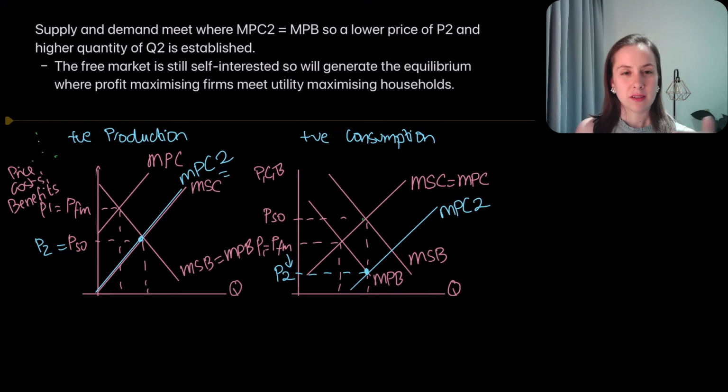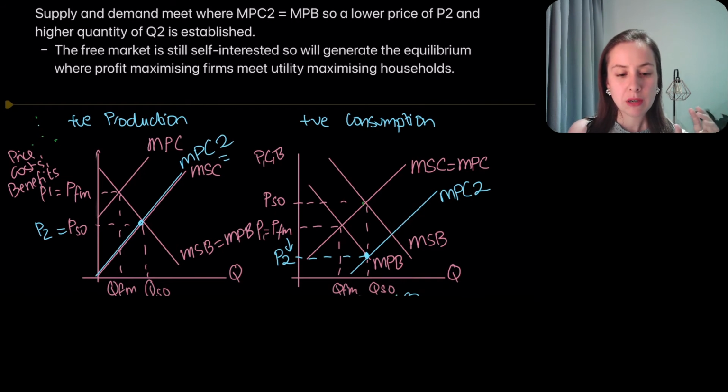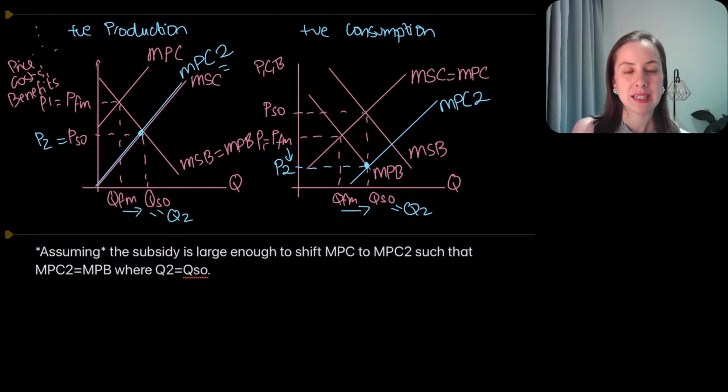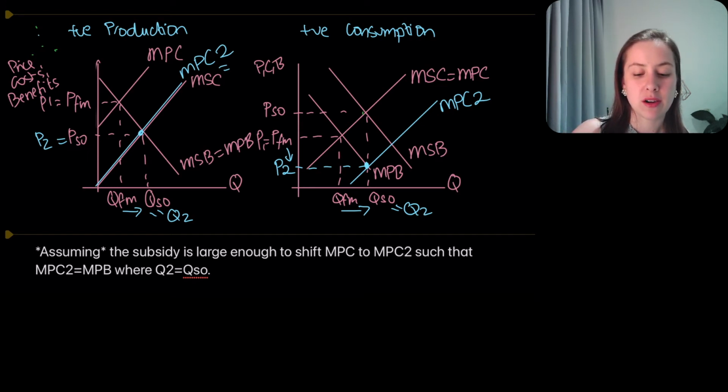Okay, so we know that the subsidy is going to shift down MPC. So guess what? I've got a couple pictures here where we've got the MPC curve shifting down vertically to become MPC2. And in this case, I've taken care to make the subsidy just the right size, so that the new equilibrium, which I have written there, will be where MPC2 equals MPB, matching up to where Q2 equals QSO. So you just got to be really careful to make the subsidy large enough.